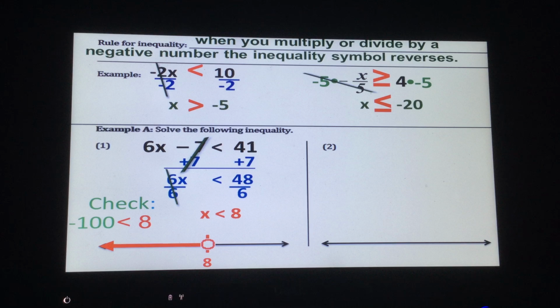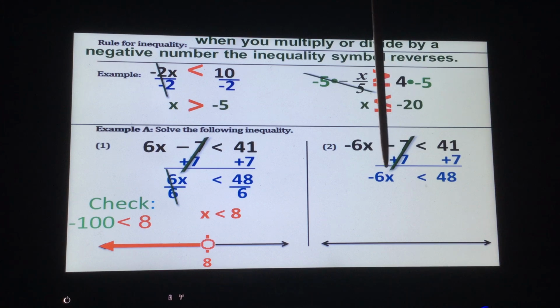Okay? Now let's go ahead and look at number 2. Number 2, we have negative 6x minus 7 is less than 41. You might think that it's the same, but it is not, because over here we had a positive 6, over here we have a negative 6. So the steps are kind of going to be the same. Who's furthest away from the x? The negative 7, so we're going to add 7 to both sides. The 7s cancel out. We get negative 6x is less than 48.